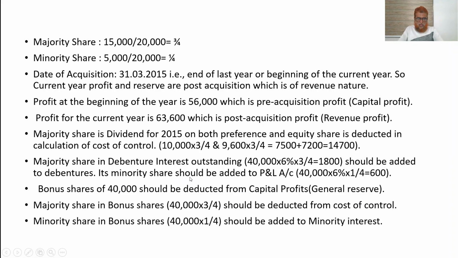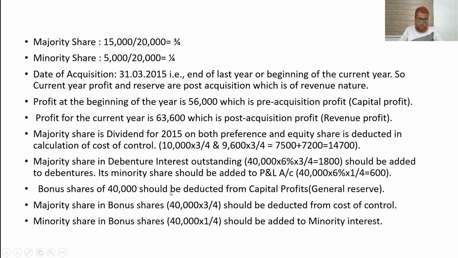And its minority share, that is 40,000 into 6% or 2,400 into 1 by 4, 600 should be added to the profit and loss account, which also go directly to the balance sheet later on. Then now let us look at the bonus share of 40,000. So bonus share of 40,000, there are three treatments.